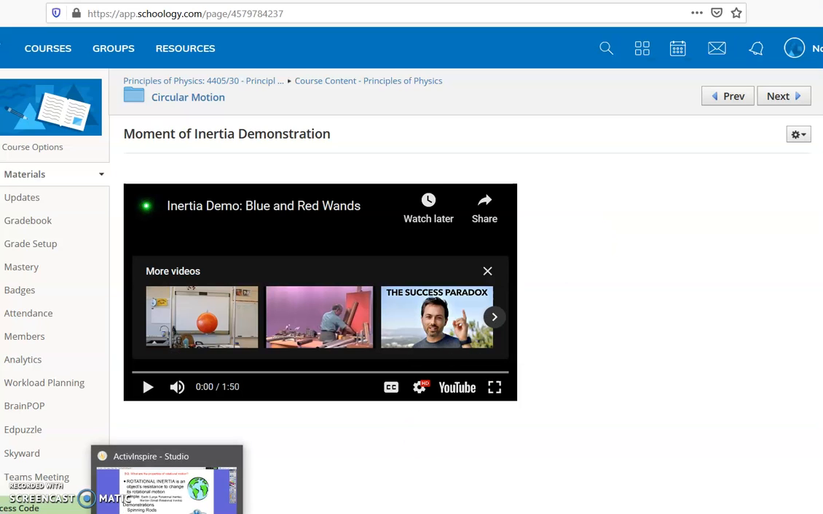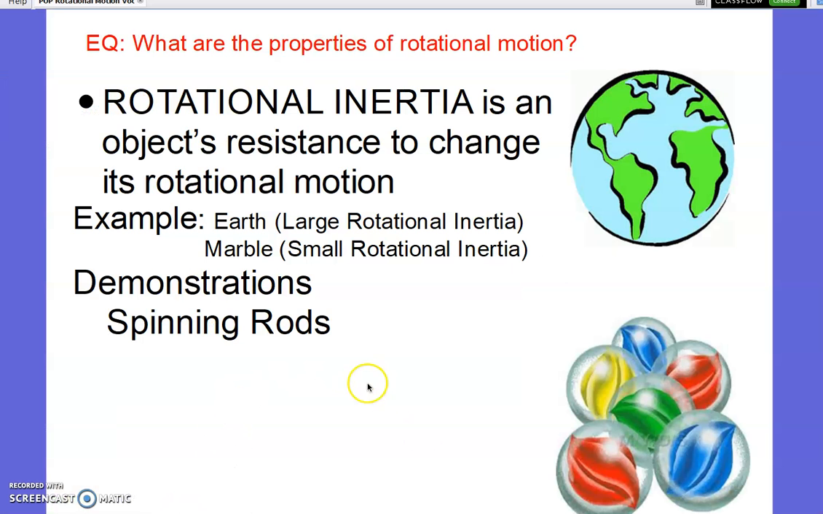And so we see again, this moment of inertia is how difficult it is to rotate an object. The blue one was a lot more difficult to rotate because of where the mass was located. The red one was easier to rotate because the mass was located closer to the man's hands.